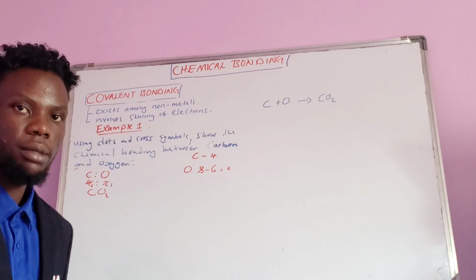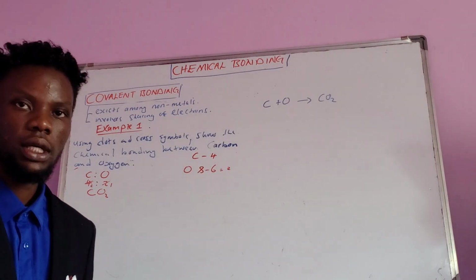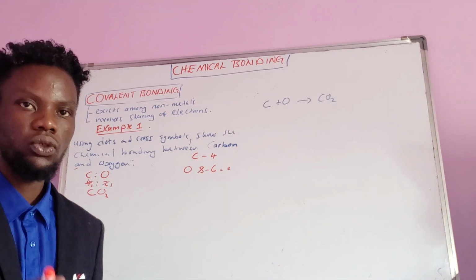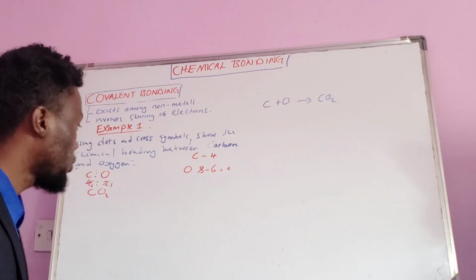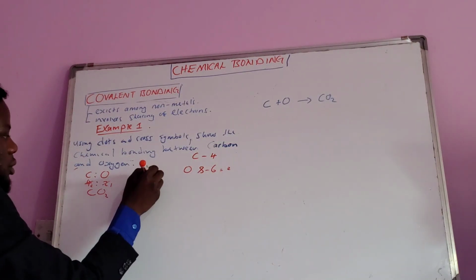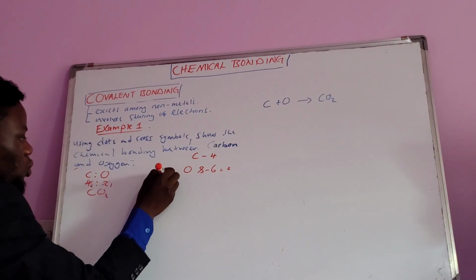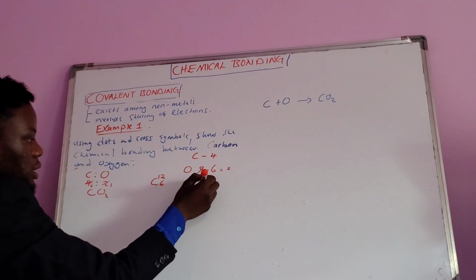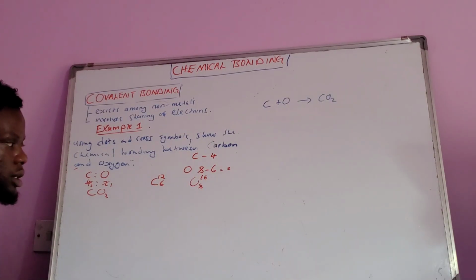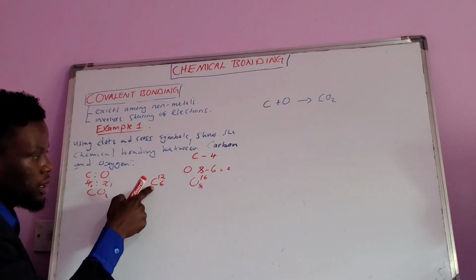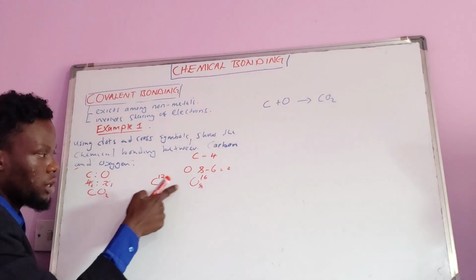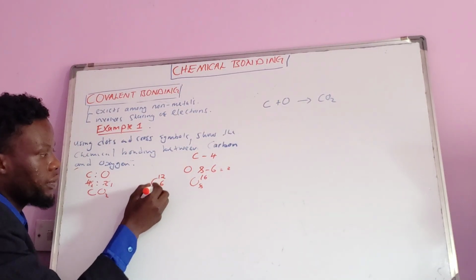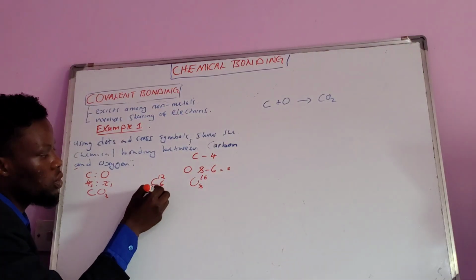How are we going to show the atomic structure? Make sure that you write the electronic configuration for each atom. If you look at carbon in the periodic table, it has 12 and 6, and oxygen has 16 and 8. So we need to form the electron configuration for carbon and oxygen. If you look at carbon, we're going to say 2, 4.